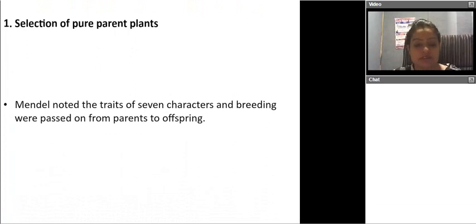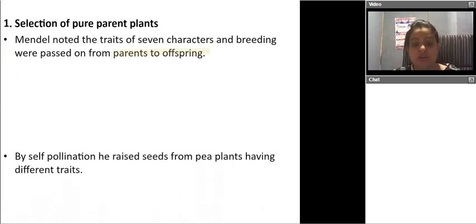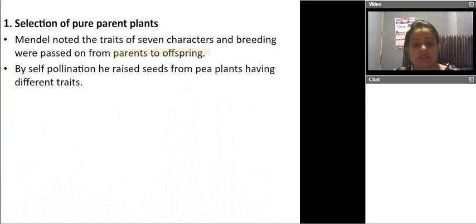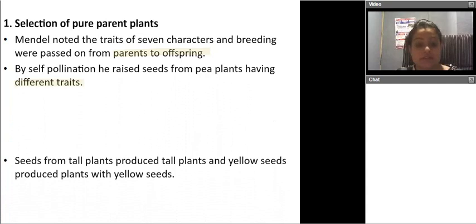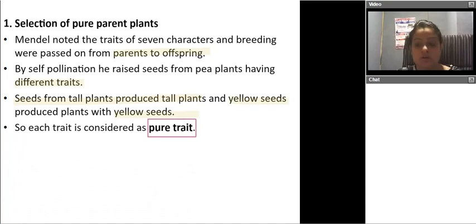Mendel noted that the 7 characters in the breeding were passed from the parents to their offspring. By self-pollination, he raised pea plants that had different traits among them. Seeds from the tall plants produced tall plants, and seeds that were yellow in color in turn produced yellow seeds. So, this kind of trait that is inherited from the parent to the offspring is known as a pure trait.